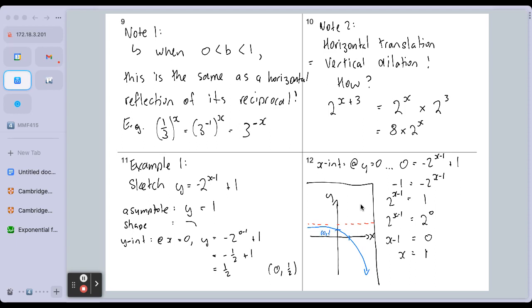So this would be 0, a half, and this would be 1, 0. And again, we've got enough information on our graph. We don't need to find another point for scale. We've got enough points there for scale.